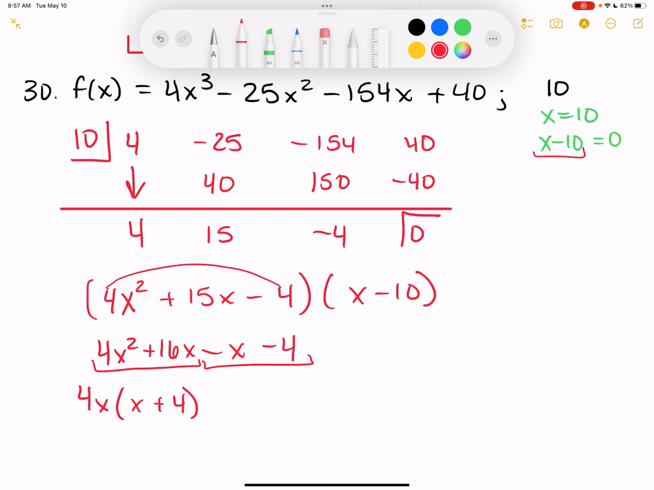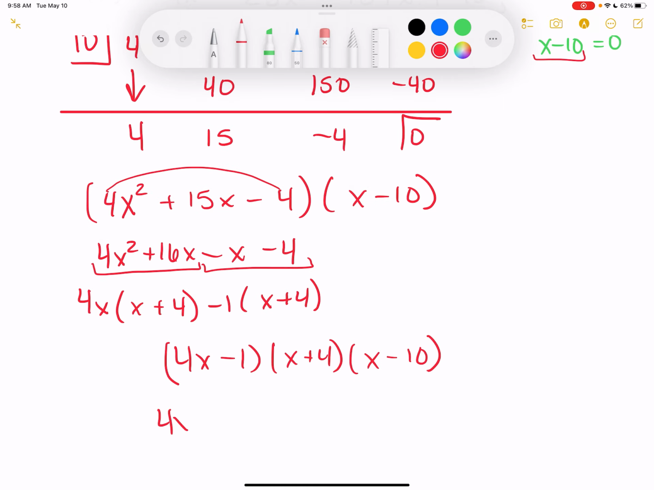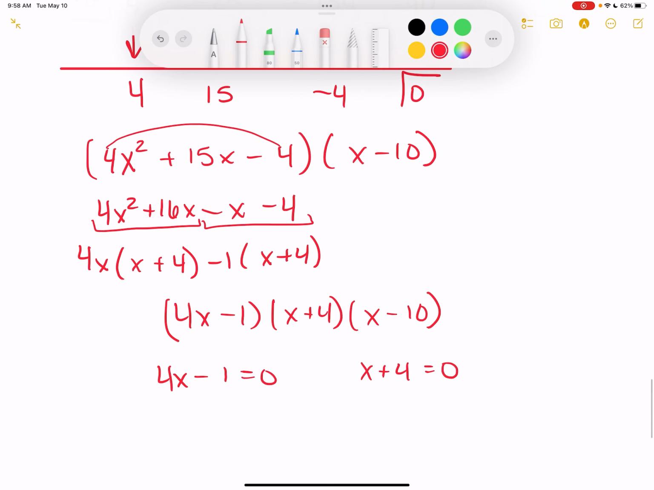And then take out the negative 1. So those are the same. So I have now 4x minus 1 times x plus 4 times x minus 10. Okay, we've already got that 10 is a 0. I'm finding the other two zeros. So I set 4x minus 1 equal to 0 and x plus 4 equal to 0. So what is x equal to for both of those? 1/4, and negative 4. So these are my other two zeros.